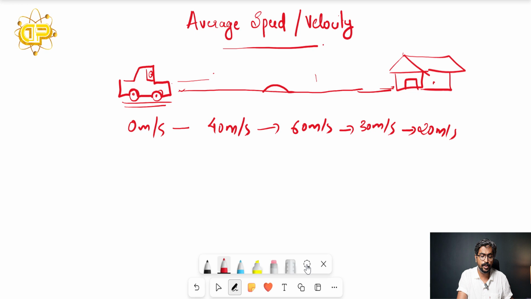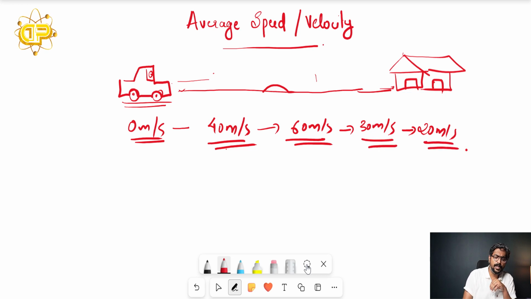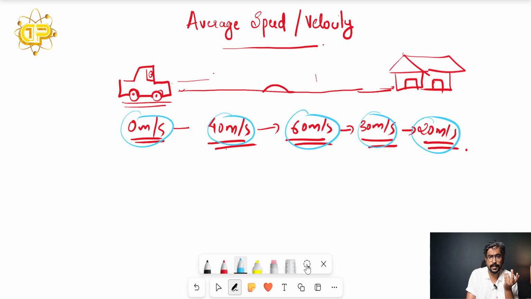So here the issue is that no object can move with uniform speed and velocity in a practical condition, in nature. In such a case you can see I changed my speed according to the scenario and situations. So here there is no uniformity. If I want to express my speed, it is not possible to say that I moved from my hometown to this school with 60 meter per second. I cannot say like that.